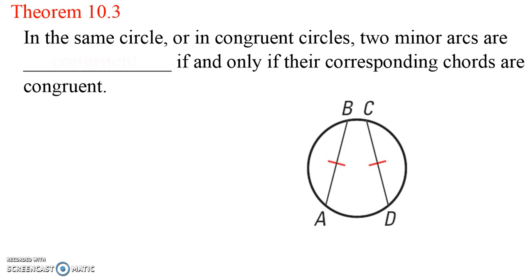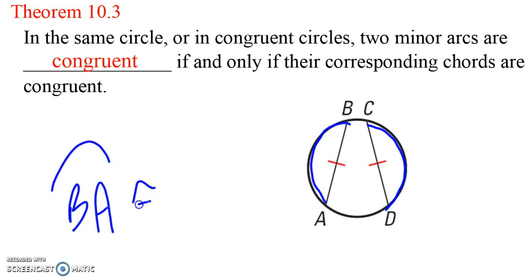Chapter 10, Section 3 starts with Theorem 10.3, and it says, in the same circle or in congruent circles, two minor arcs are congruent if and only if their corresponding chords are congruent. So what am I talking about? If these chords are the same, for example, BA and BC, then arc BA has to be the same measure as BC. So BA would be congruent to CD.